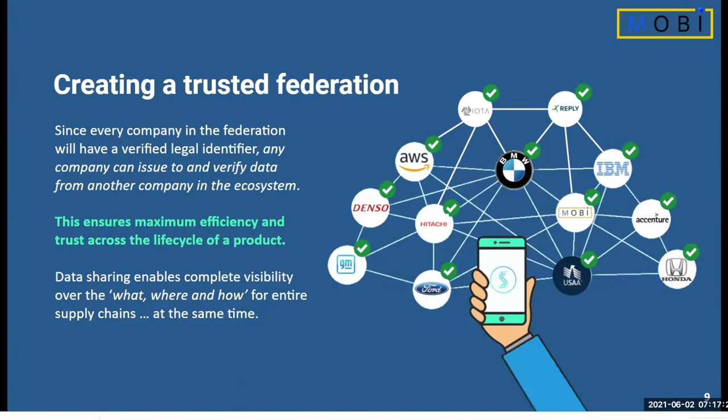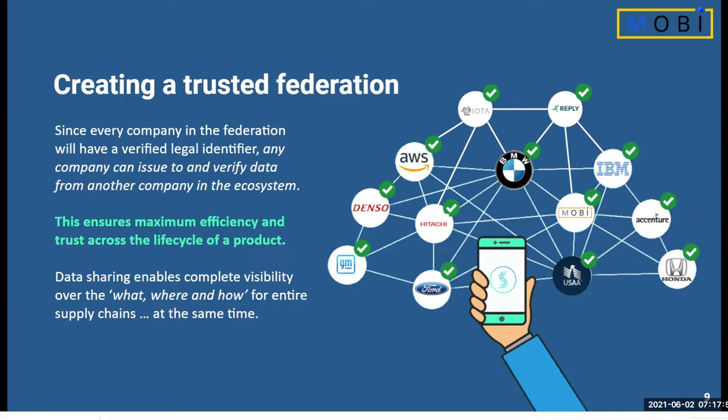Creating a trusted federation, right? So after all these examples, it's important, and we're showing here those who are willing participants in mobiNET, OMN. Since every company in the federation will have a verified legal identifier, any company can issue to and verify data from another company in the ecosystem, right?